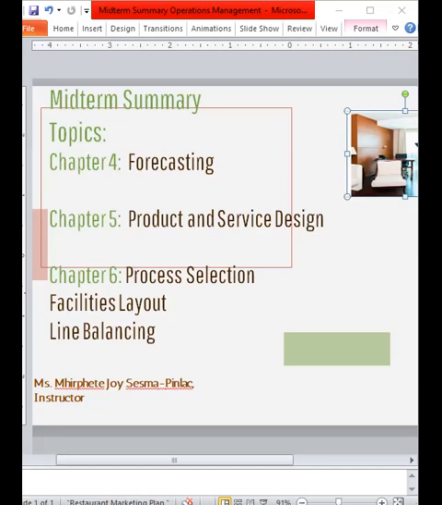Product layouts have a high rate of output, low unit cost, labor specialization, low material handling, high utilization of labor and equipment, established routing and scheduling, and routine accounting.